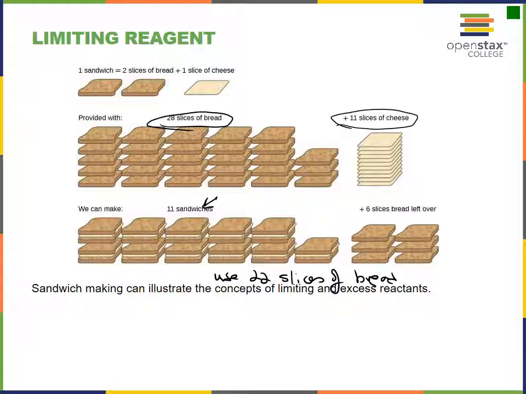This is going to limit how much we're going to make. Our cheese is our limiting reagent, and our bread is in excess. As soon as we run out of cheese, we stop making sandwiches, and we're going to have 6 slices of bread left over.